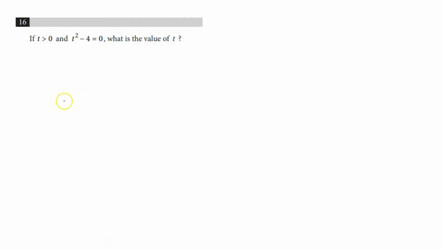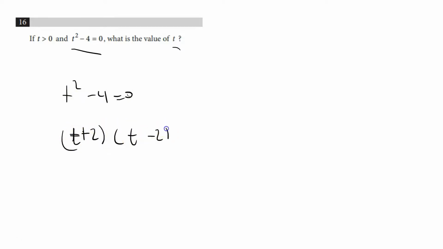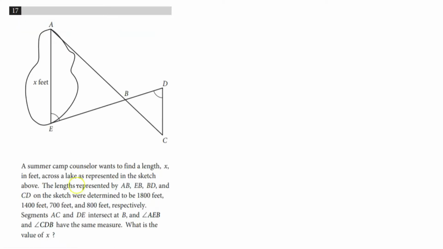Okay, finally moving on to the non-multiple choice questions. Number 16. If t is greater than 0 and t squared minus 4 equals 0, what is the value of t? Well, that's pretty simple. That's just a difference of squares. Then t squared minus 4 equals t plus 2 times t minus 2. So our solutions are negative 2 and 2, but t is greater than 0, so the value of t is 2.